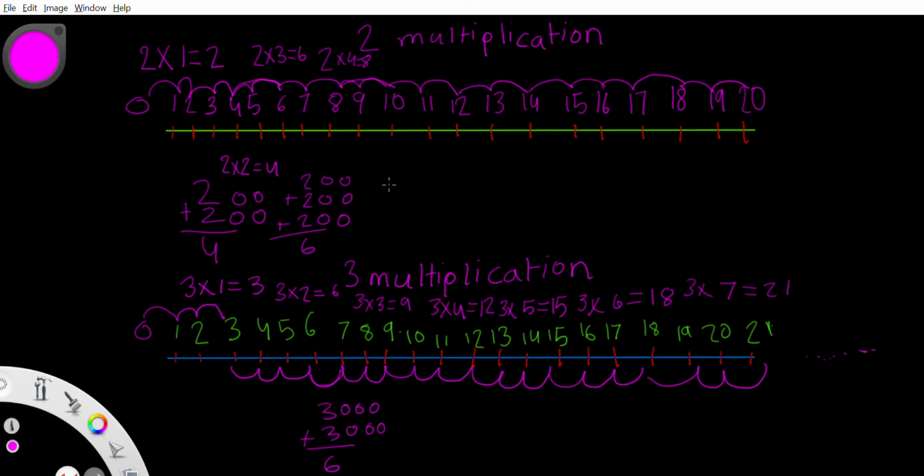Before I leave, I just want to say, don't just put 3 plus 3 plus 3 and then get 9, and then put 3 times 3 is 9. That actually takes forever. If you do that, it's not good for you, and it's going to take forever.